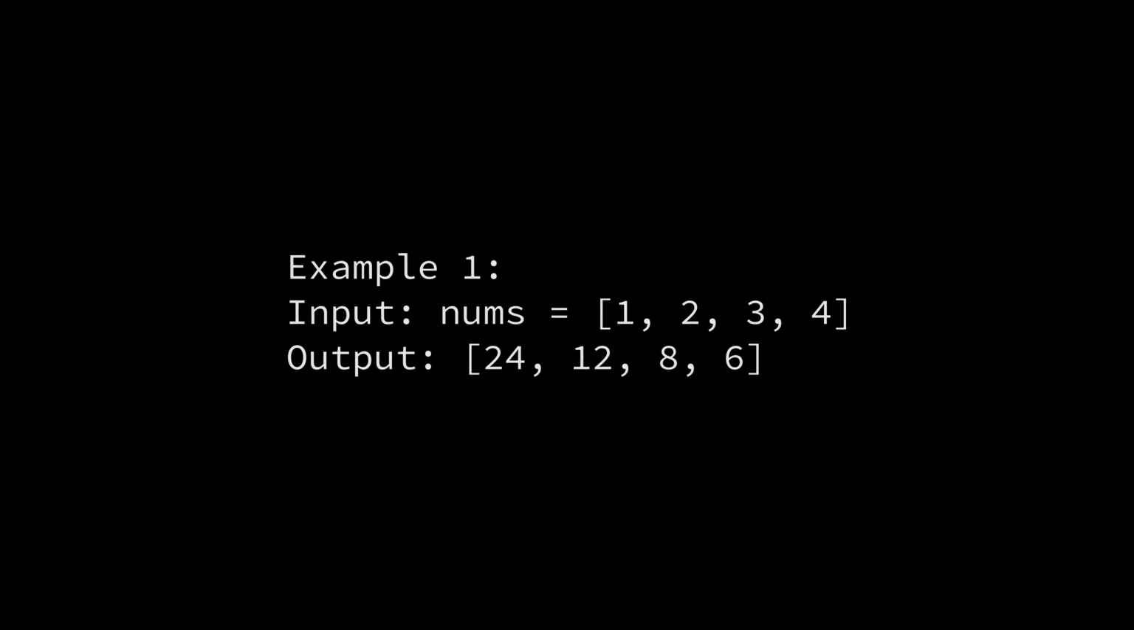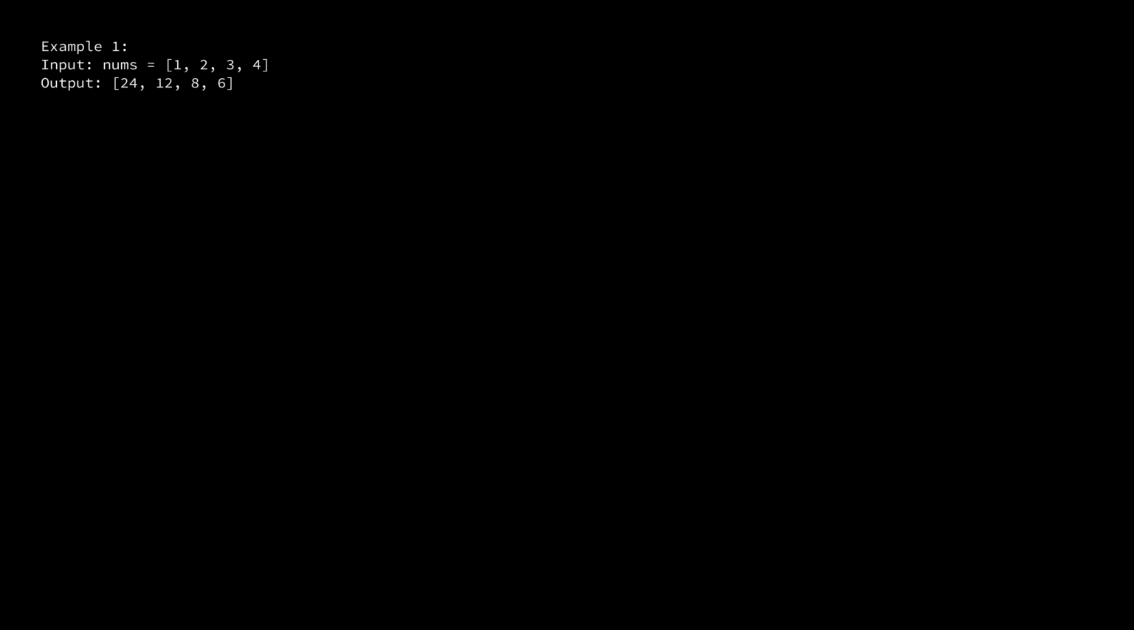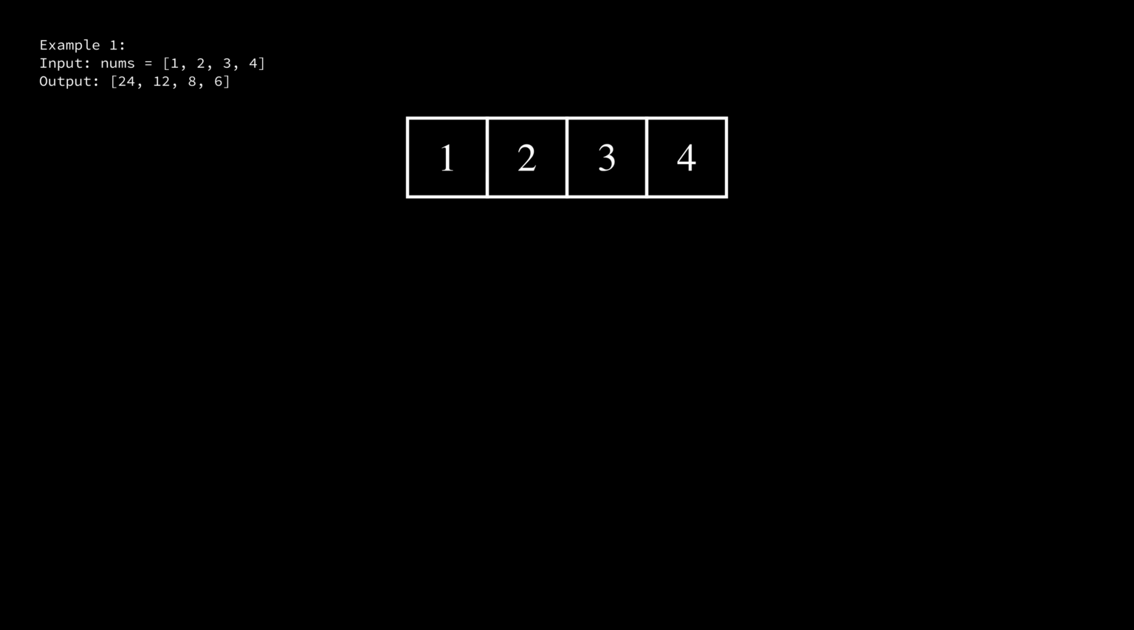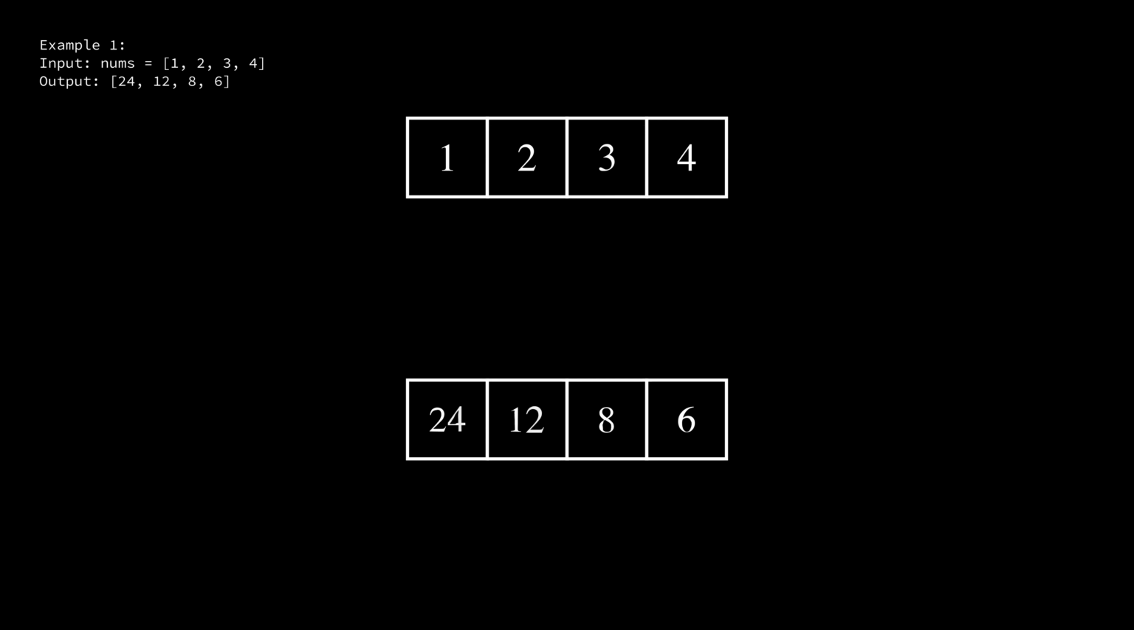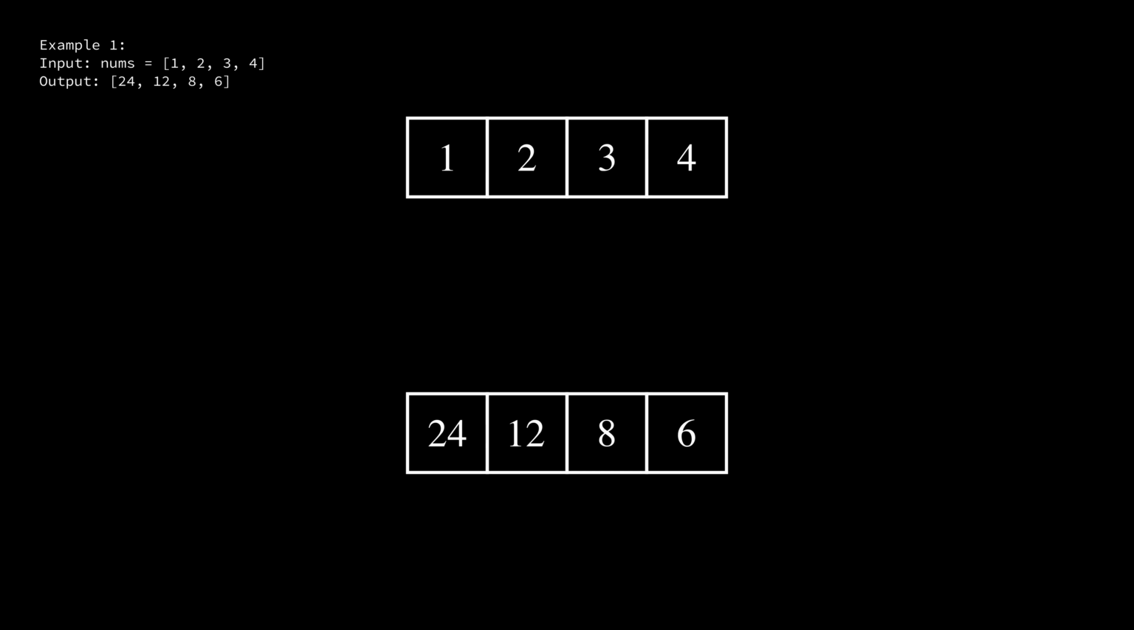To get a better idea of what the question is asking, let's take a look at our first example given by LeetCode. Suppose nums is an array like 1, 2, 3, 4. Our goal is to transform nums into a new array where each element is a product of all other elements. But how do we achieve this transformation?